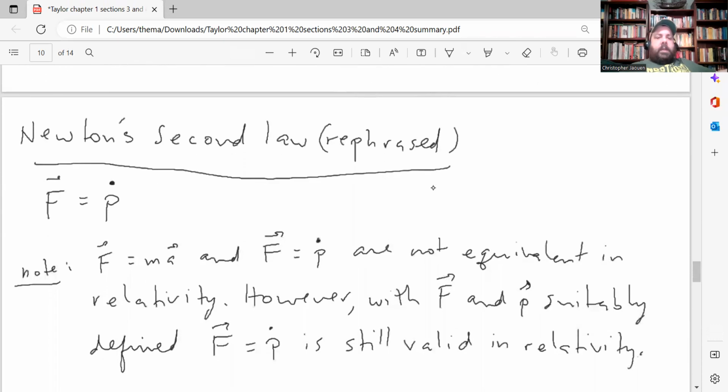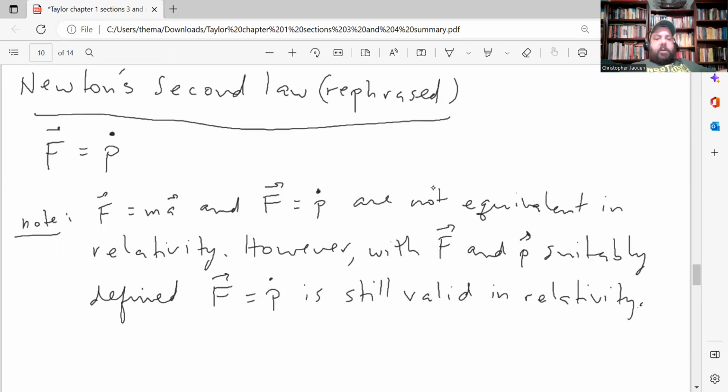Okay, so we can actually rephrase Newton's second law like this. The force is equal to the first time derivative of momentum. And he does make a note here: F equals ma, and F equals the time derivative of momentum are not equivalent in relativity theory. However, with F and p suitably defined, F equals the derivative of p with respect to time is still valid in relativity. So obviously we're not going to look at relativity now. I think he has a chapter on special relativity later on in the book, I think it's like chapter 15 or something. So it's not really going to be an issue for us right now.